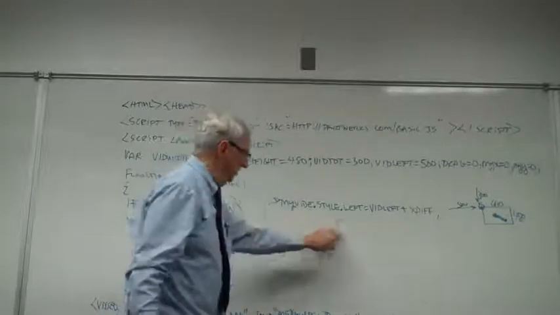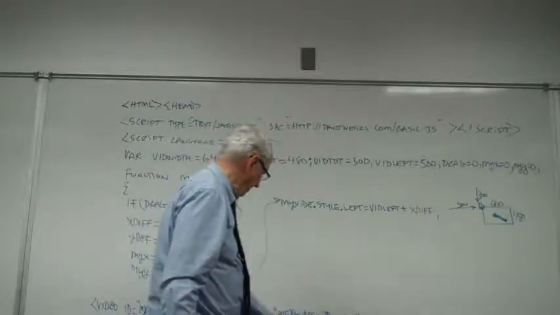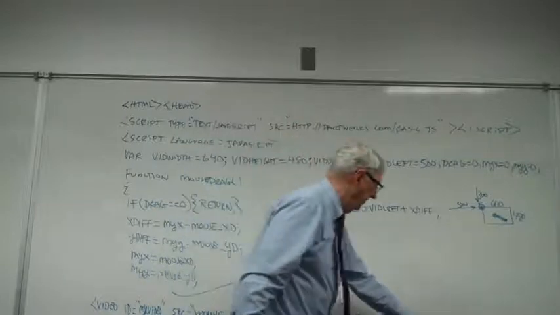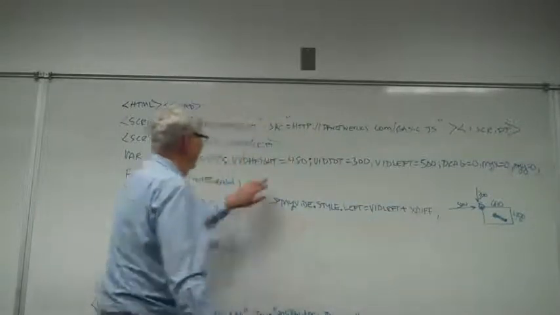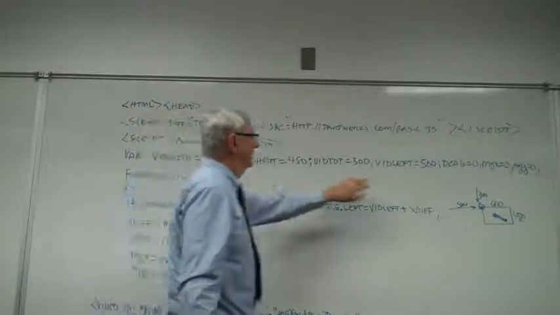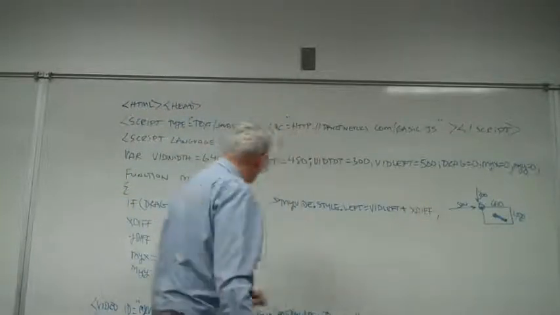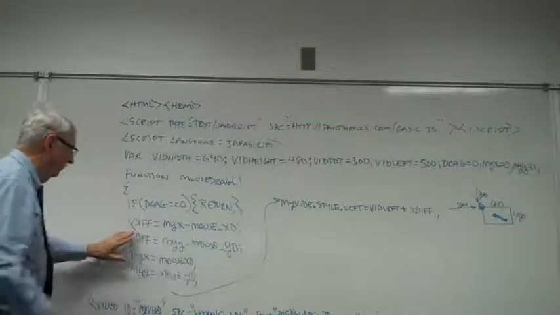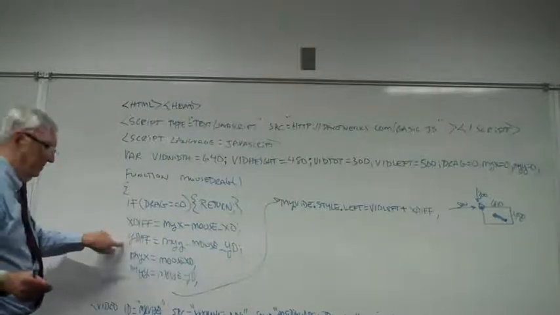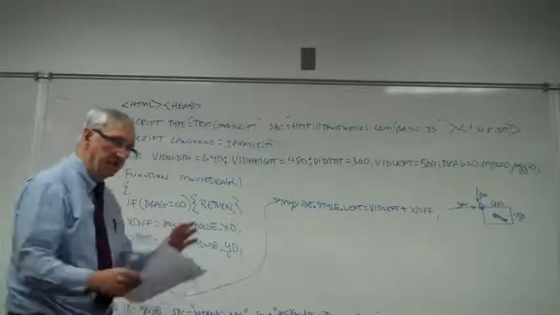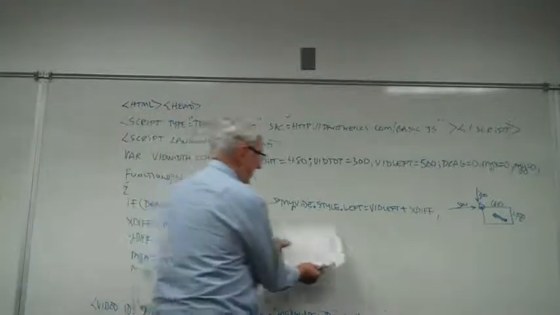So what I'm saying is, at this point down here, this left right here, this 500, is equal to vid left plus x diff. So vid left originally was 500, just like it was down here. What happened was, I moved the mouse maybe six pixels that way. So now this is 6. So I said, if I move the mouse 6 pixels, I want to move the image 6 pixels.